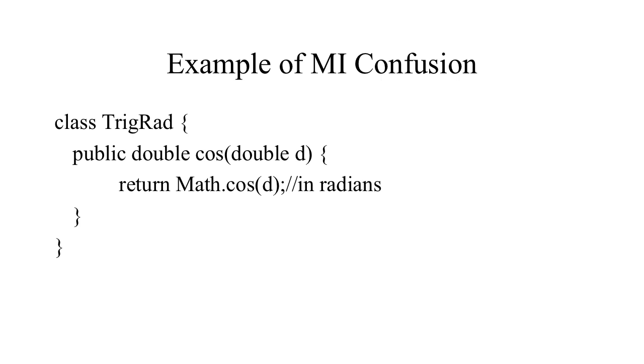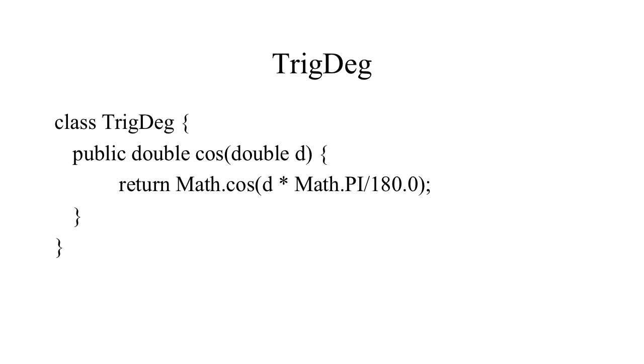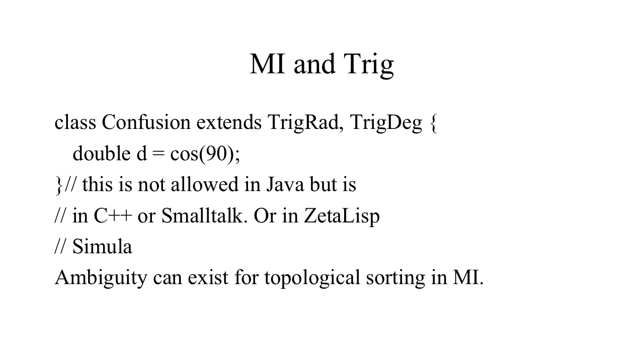So here's an example of multiple interface confusion. We'll have a trigonometry class, a toolkit that has cosine, and it does cosine in radians. Now we'll have another one that does cosine, but it does cosine in degrees. So now there's a little confusion. Here's a class called Confusion, which extends both TrigRadians and TrigDegrees. And you can't really do this in Java the way it's written now.